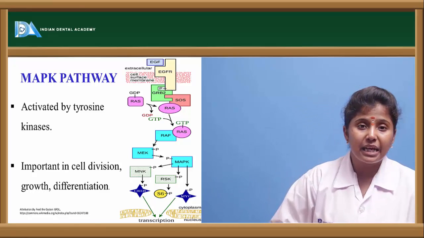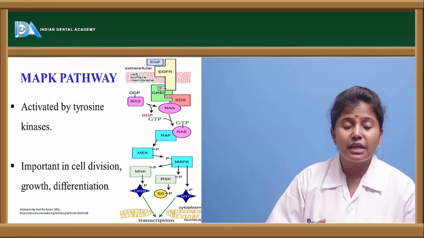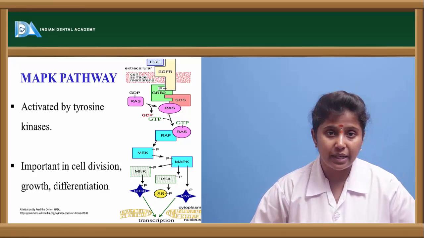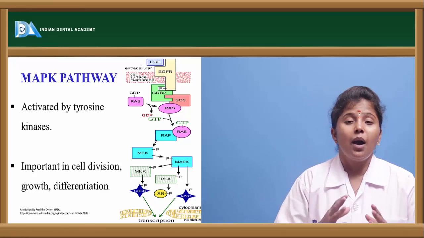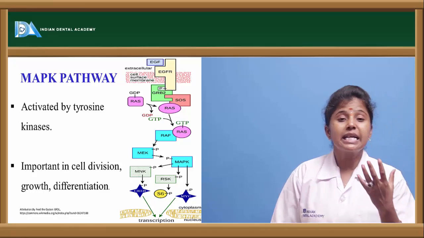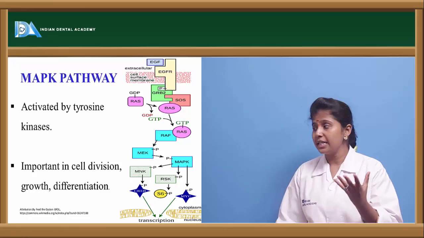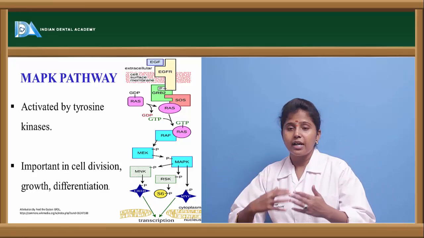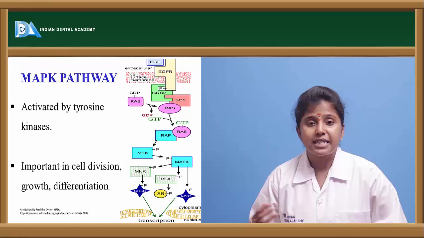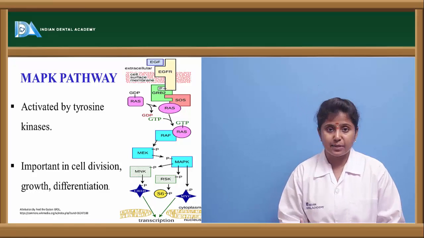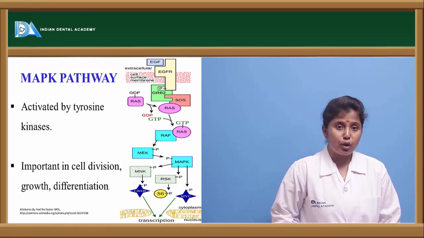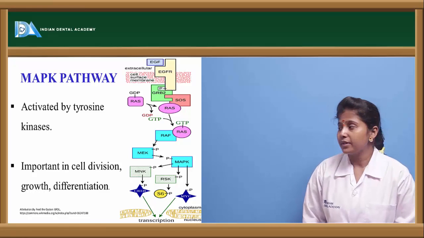If MEK is released, then this MEK is converted to MAPK. MAPK is nothing but mitogen activated protein kinases. If these kinases are activated, they aid in proliferation or cell division by changing the gene expression. So this pathway is mainly important in cell division, growth and differentiation.